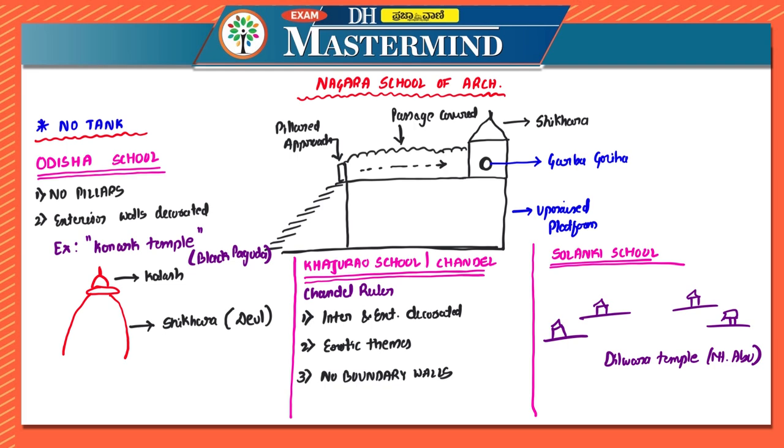So in this part, we have discussed temple architecture, and we have discussed the Nagara school of architecture. In the next part, we'll discuss the remaining ones, that is the Dravidian style of architecture, the temple architecture in South India. This is basically temple architecture in North India.